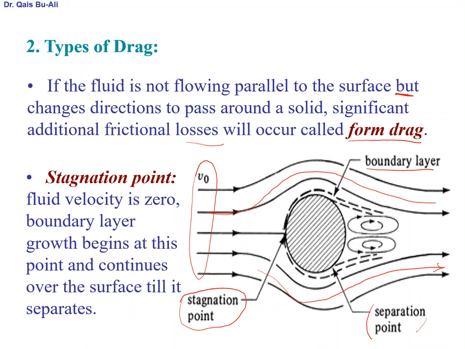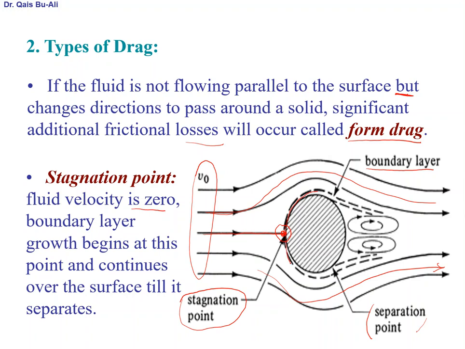So what is the stagnation point? Again, this is the stagnation point. As you can see, the fluid is coming with a velocity, and at this point the velocity of the fluid is equal to zero. Stagnation means not moving, stationary. So the stagnation point is the point where the fluid velocity is zero. And at this point, the boundary layer growth begins. So this is the boundary layer from here to there.